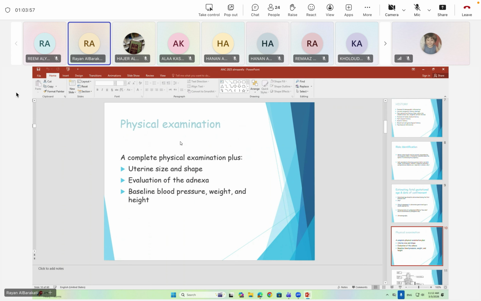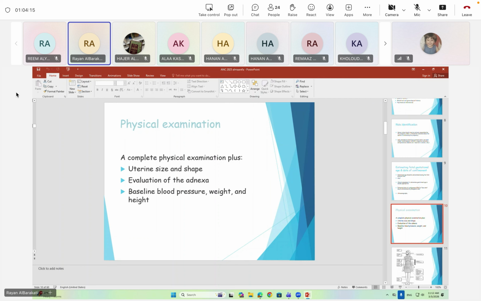About physical examination, a complete physical examination is always needed for those patients, especially in the first visit. But we will add to that uterine size and shape, evaluation of the adnexa, and baseline blood pressure, weight, and height should be recorded.